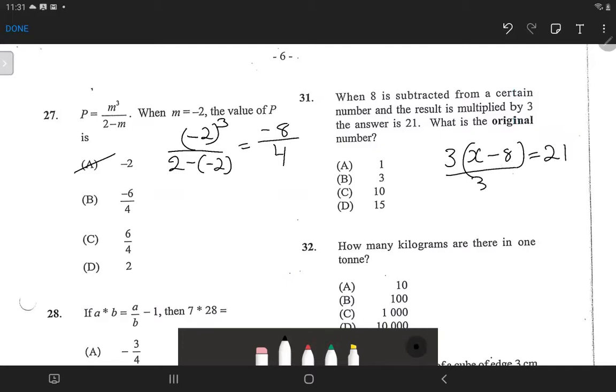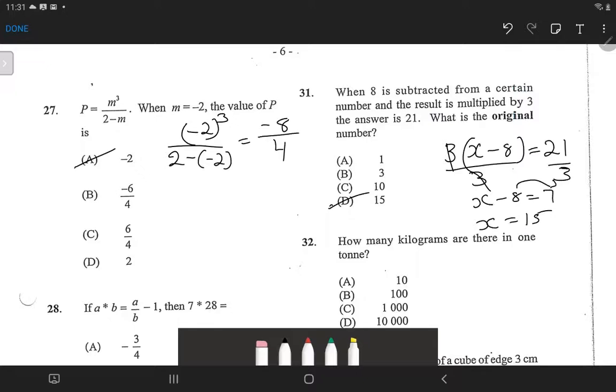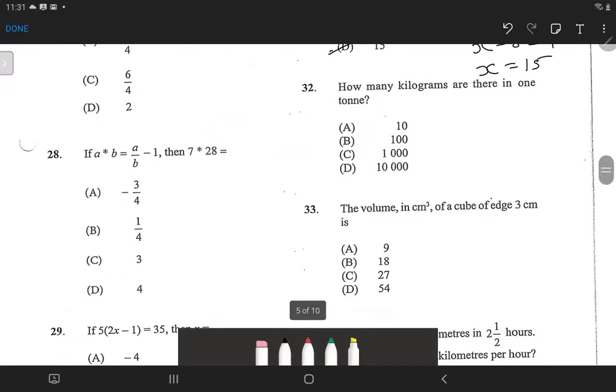So first we divide by 3 on both sides. So we have x minus 8 is equal to 7. And then we can just add 8 to get what x was. So 7 plus 8 is 15. So that is D. How many kilograms are there in 1 ton? The ton is 1,000 kilograms in 1 ton.